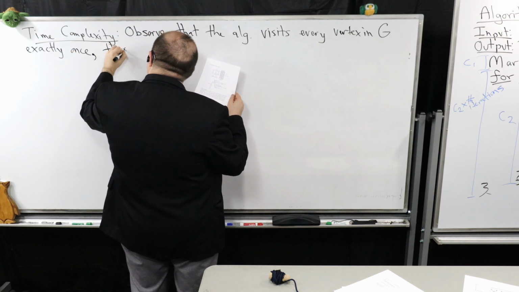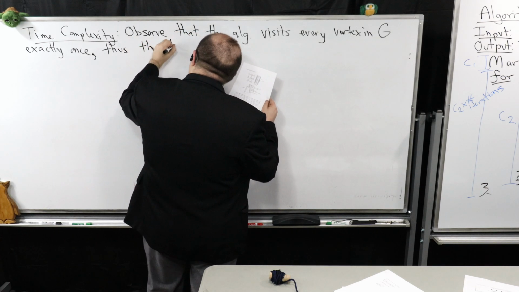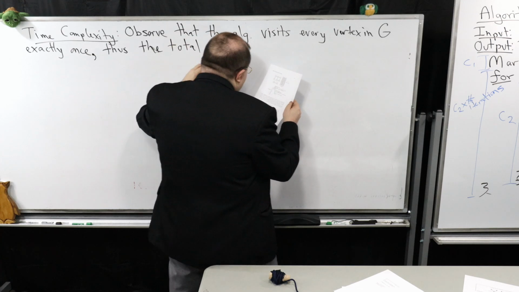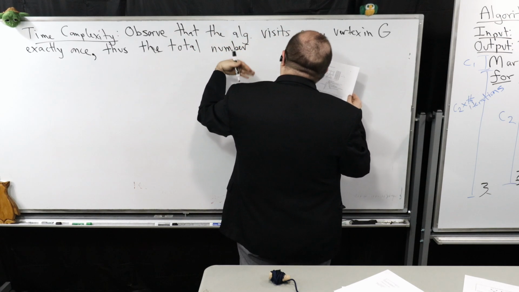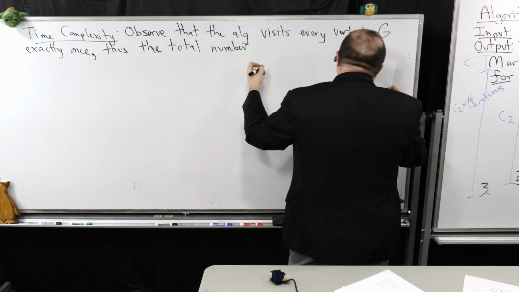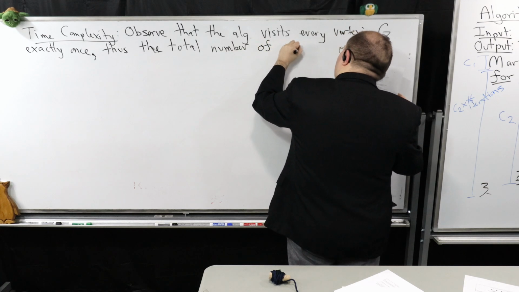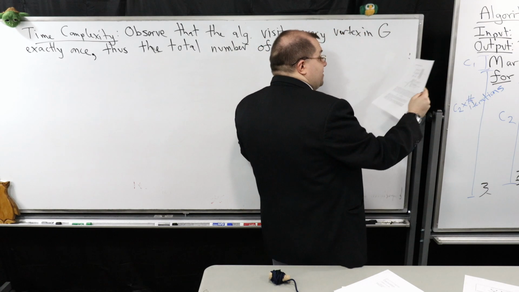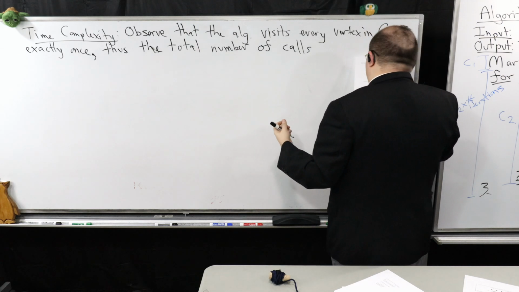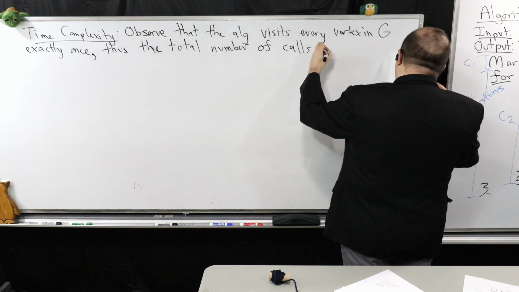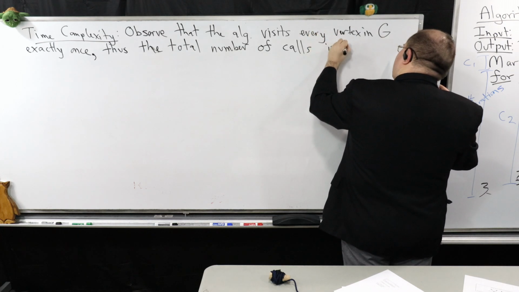Thus, the total number of calls, so this is me counting including where we started, right? Total number of calls, so I'm talking about the calls to DFS U, where U is whatever vertex I call it on. The number of calls is the number of vertices.